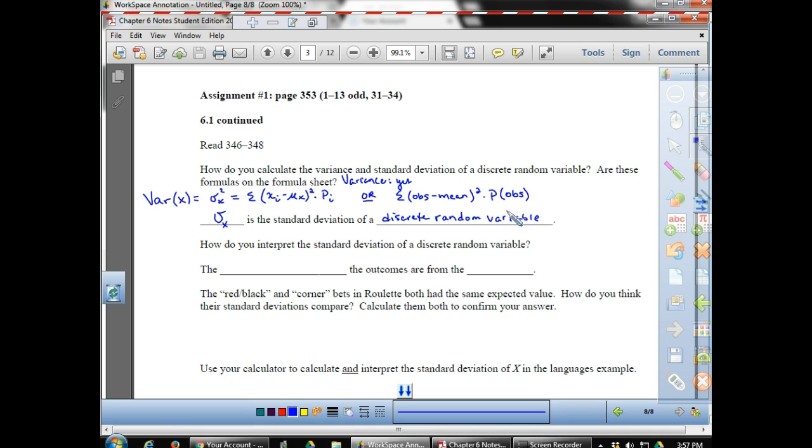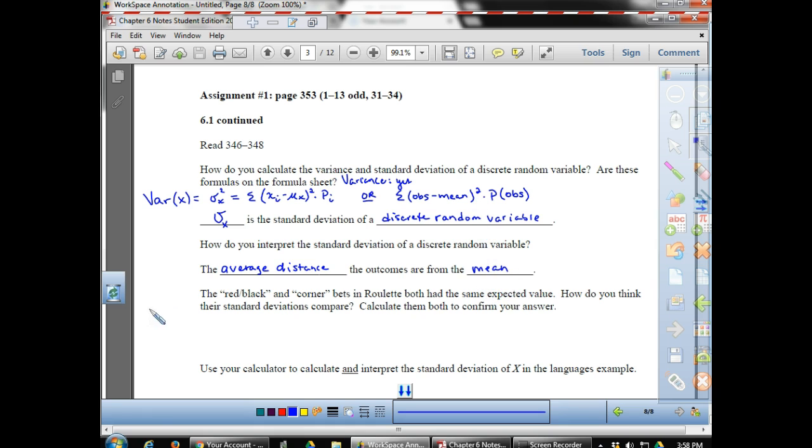So how do you interpret the standard deviation of a discrete random variable? It is simply the average distance the outcomes are from the mean. So it's very similar to what we've done in the past.